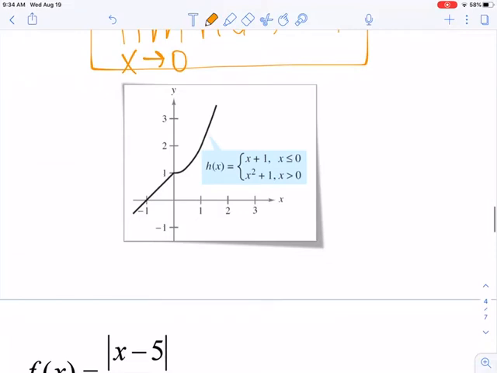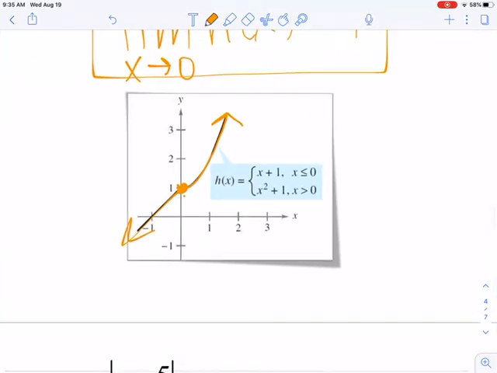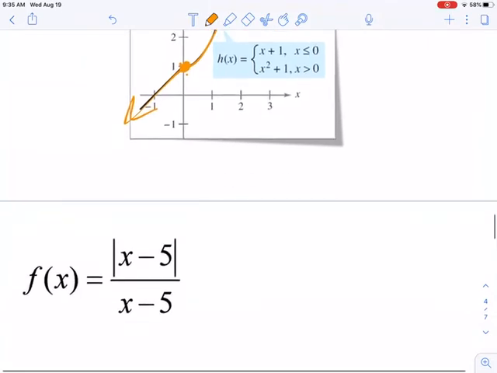Okay. Now let's look at the graph here. This is the graph. So we have the piece of x squared plus 1, and we have the piece of x plus 1. And notice how, as we approach from the right and the left, we're approaching that coordinate with a y-coordinate of 1.